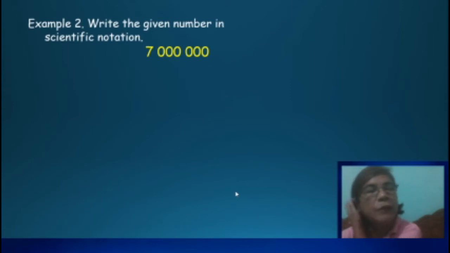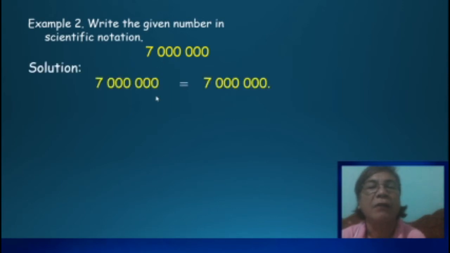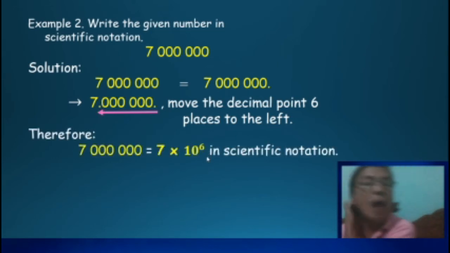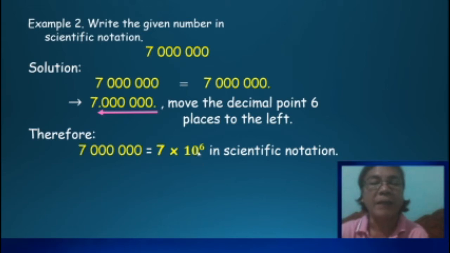Next, example number 2. Write the given number in scientific notation. We have here 7 million. The understood decimal point is at the end, right? So we move the decimal point to the left. How many times? 1, 2, 3, 4, 5, 6. So our final answer is 7 times 10 raised to the 6. The zeros here are already removed since they are now non-significant figures.